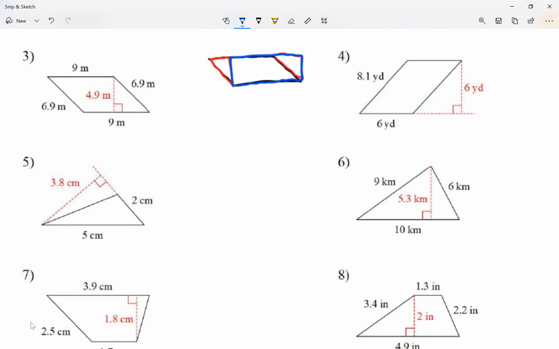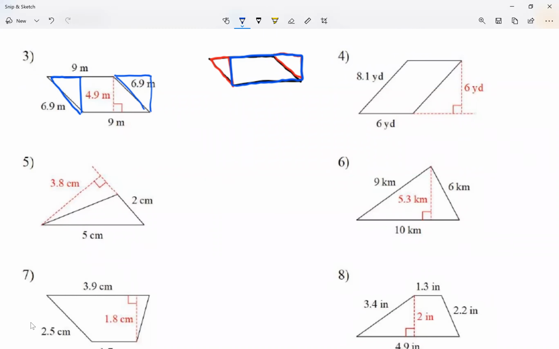If I remove a triangle from one side and I place it on the other side, it gives me a rectangle. Parallelograms look like slanted rectangles. I can make a rectangle out of it. Right? If you notice on question number 3, there's a triangle here on the left. I could place it on the right. I get a rectangle. So parallelograms, I'm going to treat them like a rectangle.